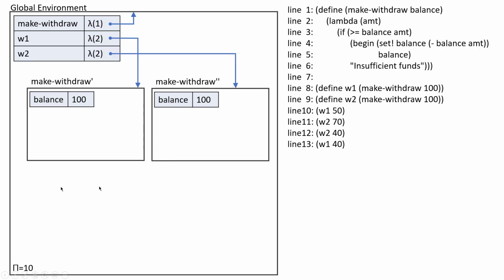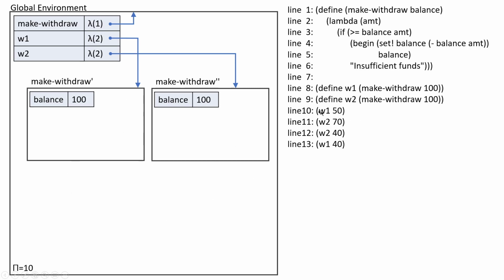So just like we did before, we get a binding for W2 as the lambda on line 2, this guy here, that was created inside make withdraw double prime, so this scope in specific. All right, so then the next few lines are just doing withdrawals. So withdraw $50 from the first account, withdraw $70 from the second account, withdraw another $40 from the second account, and withdraw $40 from the first account. So let's go through those one by one.